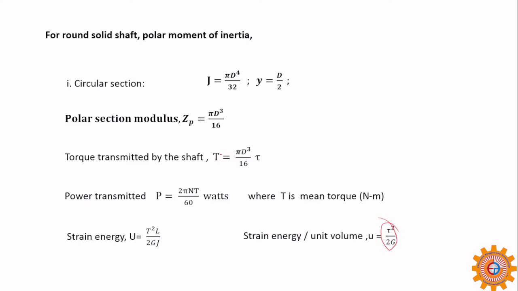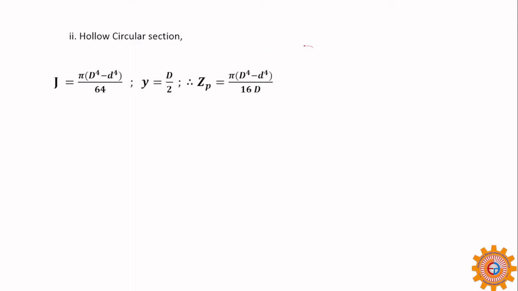Next one is the hollow circular shaft. Hollow means you will have two circles. One is small d and the other one is capital D. So this is capital D and this is small d, and this is the material here.